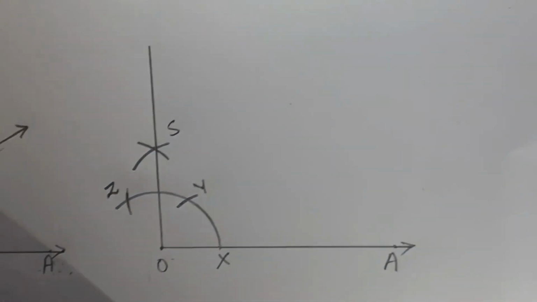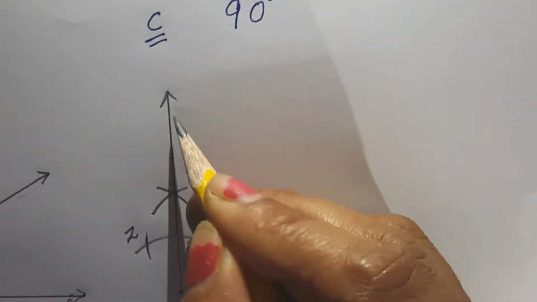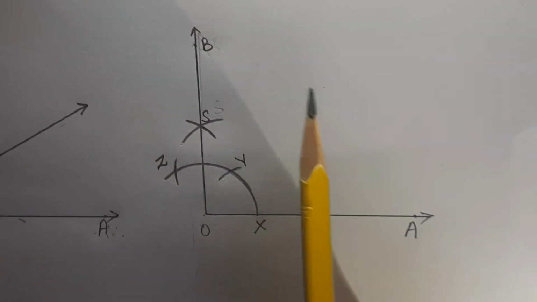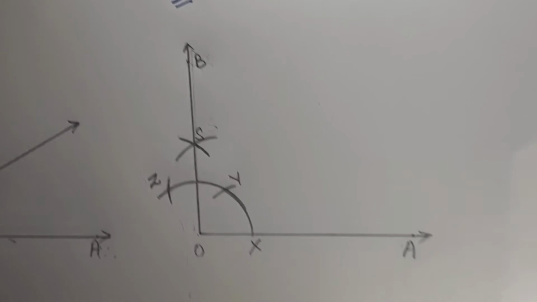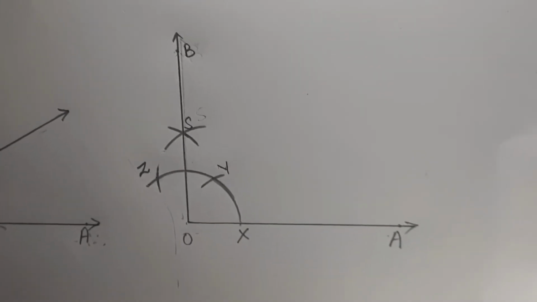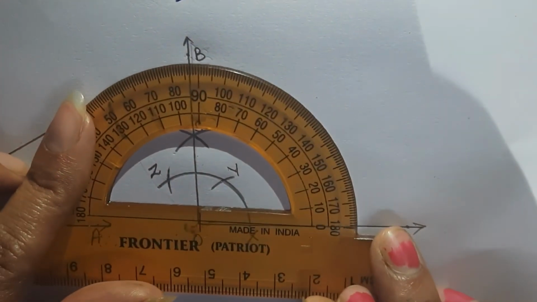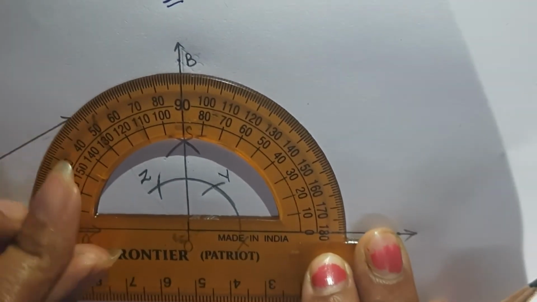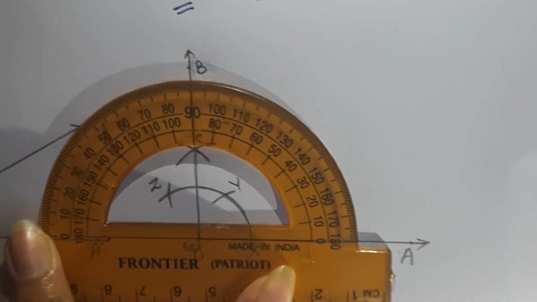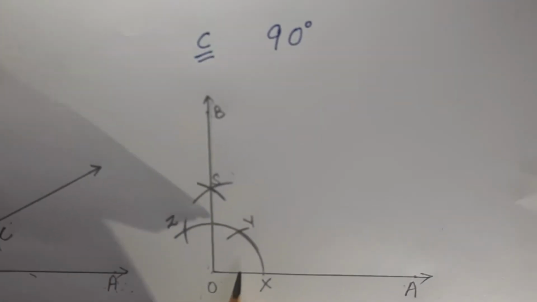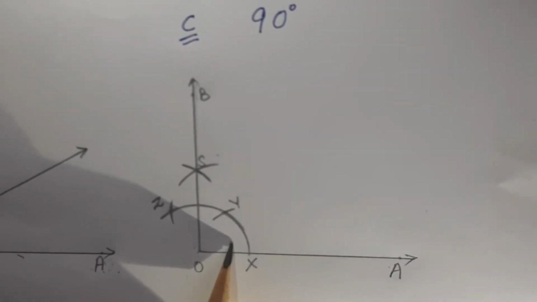Like this. Fine, name this point as B. So angle BOA is of measure 90 degree. You can check by actual measurement also with the help of protractor. See, this is exact 90 degree. Okay, so this is required angle of measure 90 degree.